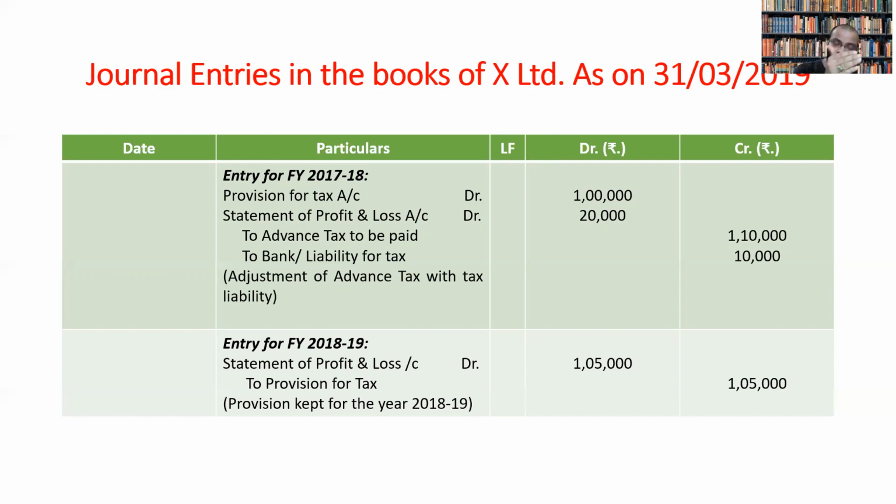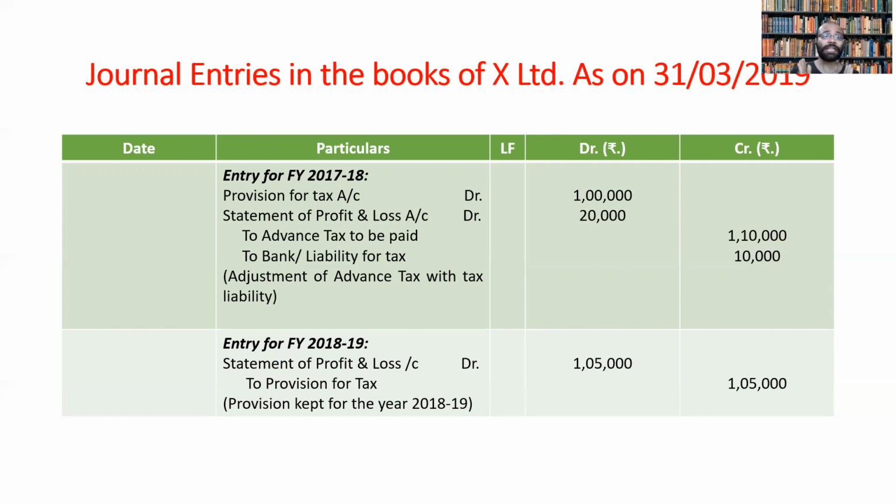So what will be the journal entry? In the profit and loss, we write to provision for tax, isn't it? So similarly, here we are writing statement of profit and loss account debit, to provision for tax. And what is the amount given? 1,05,000. So debit and credit we substitute, and we get that. What is the narration for this journal entry? Being provision kept for the year 2018 to 19. So this is about this problem.